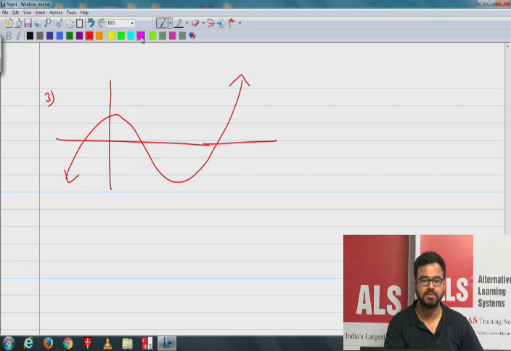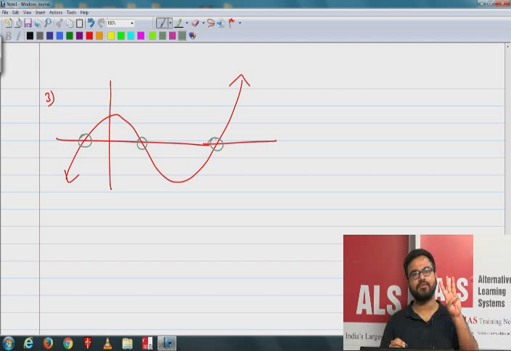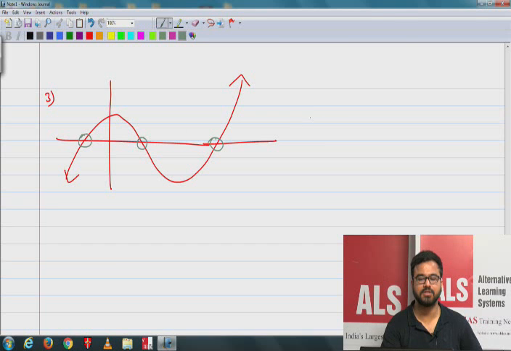If you look closely, the points at which it is intersecting only the x-axis, I am saying it again, this is the point at which it is intersecting, this is the point, and this is the point. So only 3 points are there which you can see at which it is intersecting the x-axis. These are called the zeros. So it has 3 zeros.